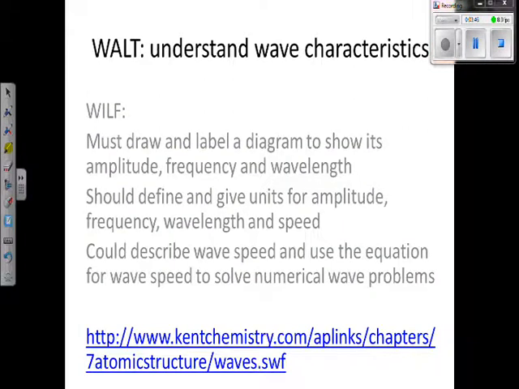So, check that you understand. You must be able to draw and label a diagram to show amplitude, frequency and wavelength. You should define and give units for amplitude, frequency, wavelength and speed, and could describe wave speed and use the equation for wave speed to solve numerical wave problems.